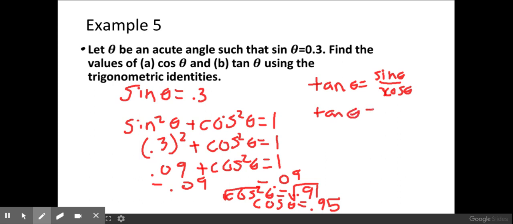And we have sine theta is 0.3, cosine theta is 0.95. So that means that tangent theta would equal us dividing those. So if you divide 0.3 divided by 0.95, you get 0.32. And that is my tangent theta.